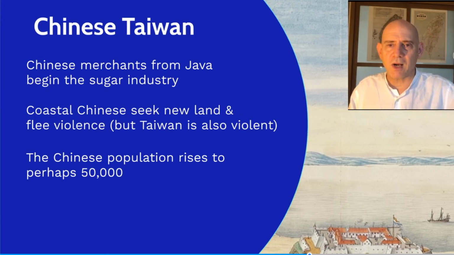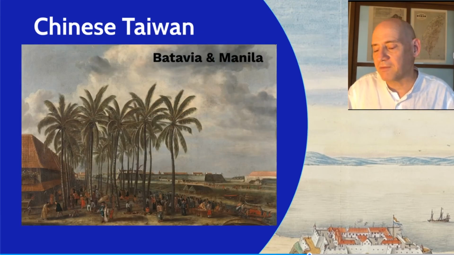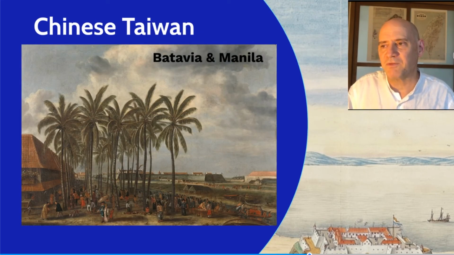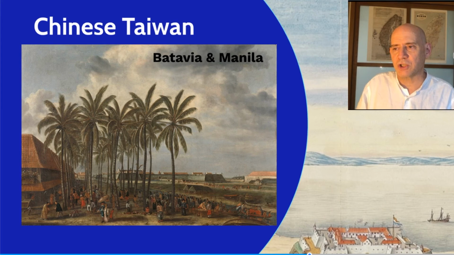But Chinese then gradually start filtering over more and more. By the end of the Dutch era, there's probably about 50,000 Chinese living in Taiwan. Comparatively, the Dutch may be a few thousand at most. Okay, the Dutch are a small population compared to the Chinese, and this is the same throughout Southeast Asia.